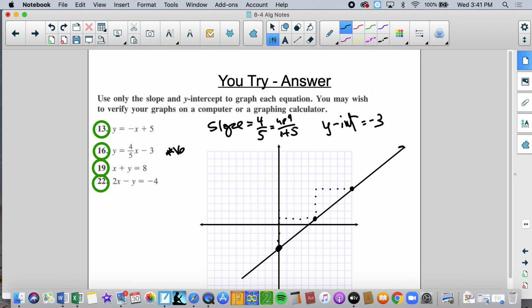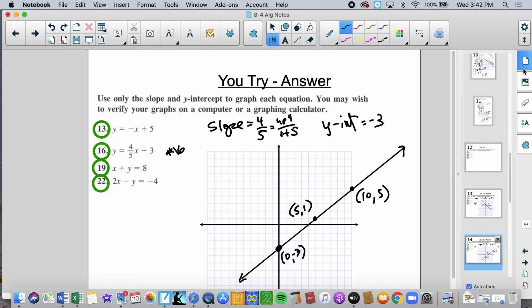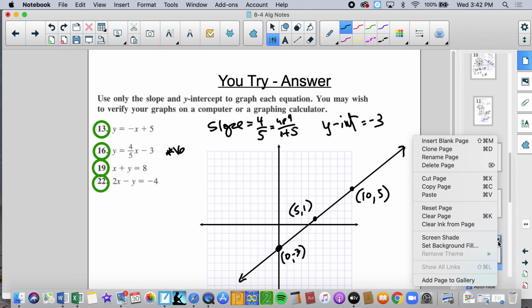Let's make sure we have our arrows on our line. This is (0, -3). When I write coordinates, I need to have them in parentheses, and there should be a comma between the x value and the y value. Let's erase these dots here. The other point is (5, 1), and my last point is (10, 5). And we would be done. Let's clone this.